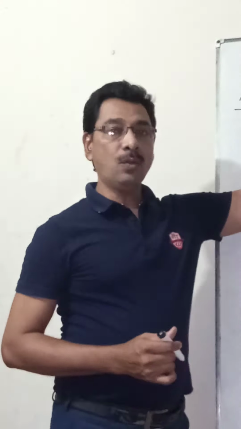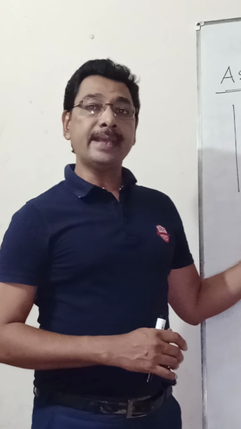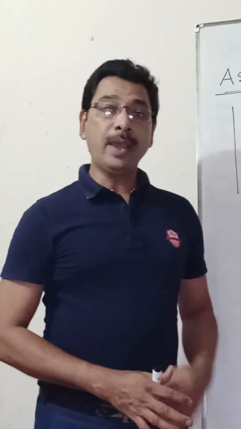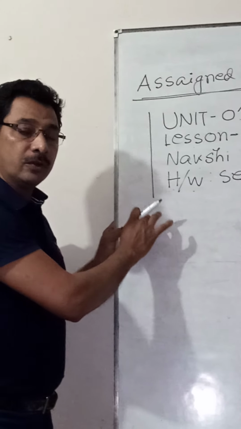Okay, and what is the first task? This is the first task: unit 1, lesson 2, Nakshikatha, HW section D. You may get this portion from your textbook. After opening this textbook, you will find this section. This is HW, homework section D. And you have to write this down before writing this assigned task. And after writing this, you will start writing from here.